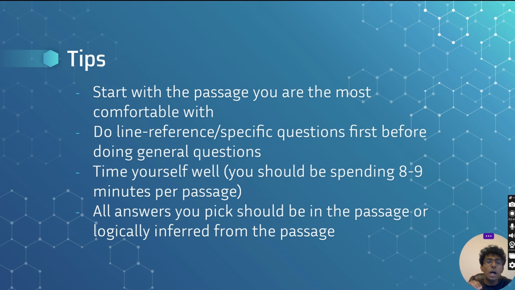You want to time yourself well. On average, you should be spending around 8 to 9 minutes per passage. This is obviously not set in stone. If you're answering passages at a consistent level where you're getting questions correct, because again, you don't want to go too fast, but not too slow either, then obviously you'll have a little extra time for you to either check your answers or spend more time on harder questions in harder passages, for example.